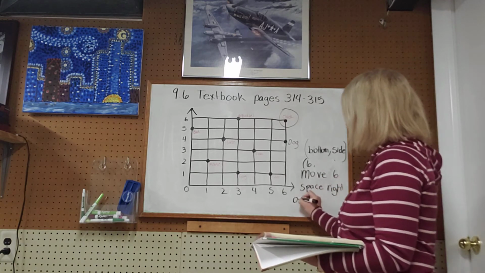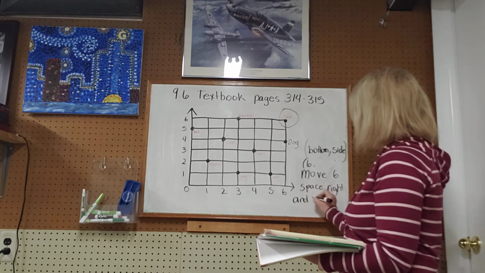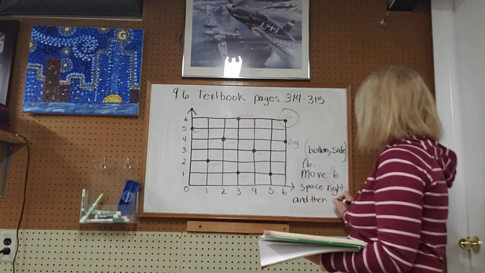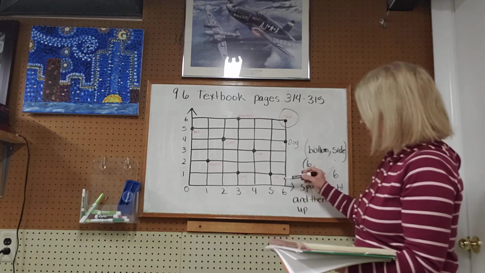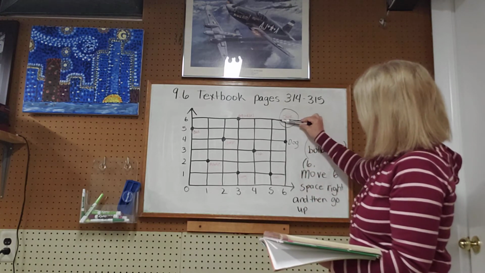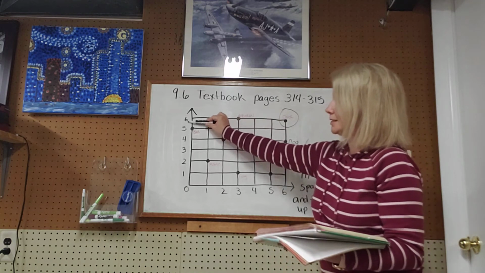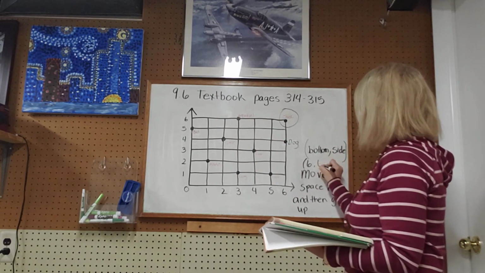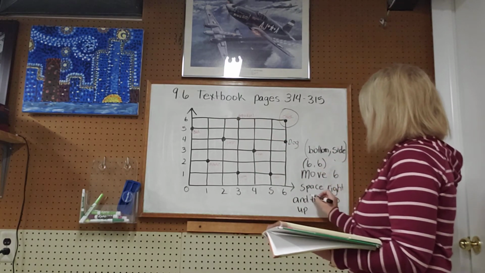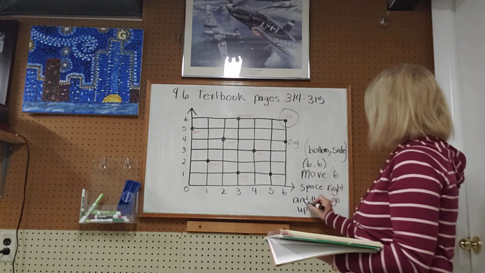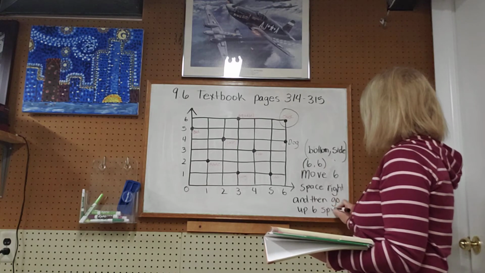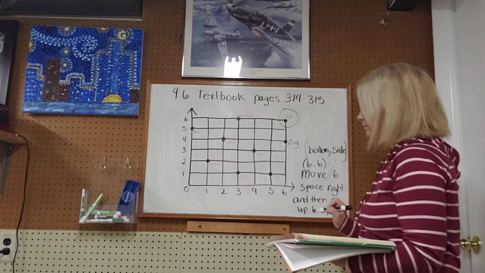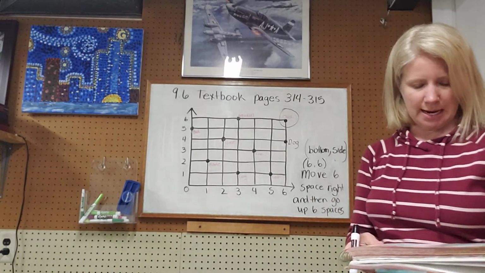And then, how many do we need to go up? How many spaces for the chick? 6. So your coordinates are 6, 6 for the chick. So you move 6 spaces right, and then go up 6 spaces. Okay, that's number 8.